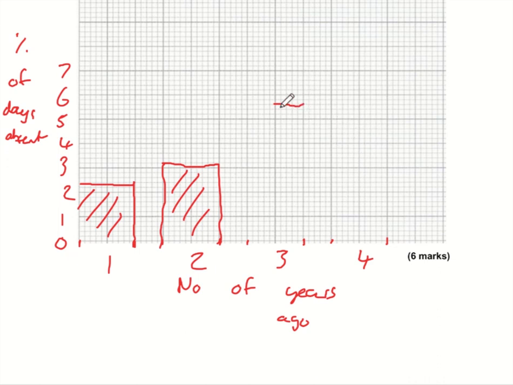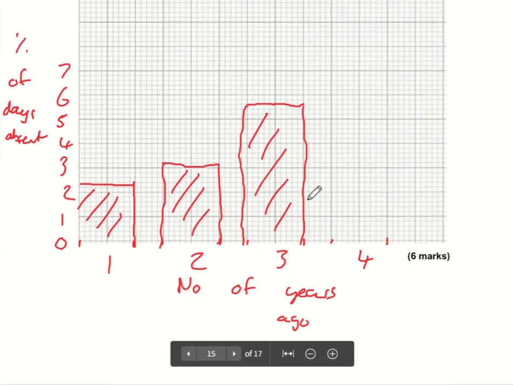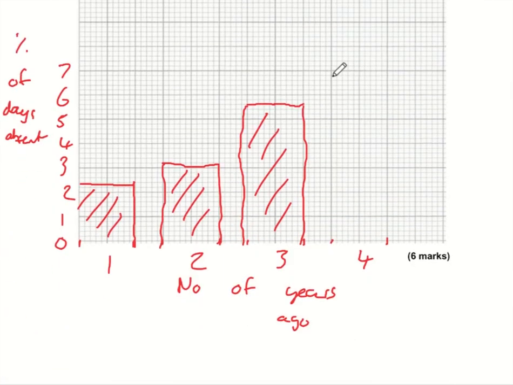Oops, I've only done half of it. There we go. And finally, 4 years ago was 6.8. So that is 1 less than 7. And there we have it.